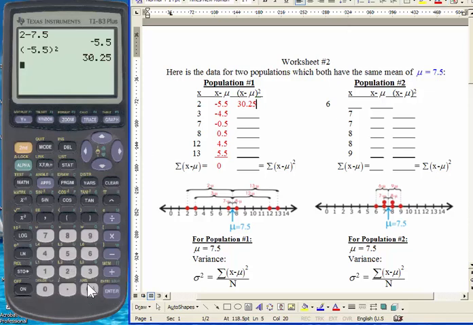Now, we've mentioned this earlier when working on the TI-83, but in case you forgot, what would happen if I did it this way? Negative 5.5 and hit the x squared. In other words, just like I did before, but without the parentheses. What? Why did it give me a negative 30.25?